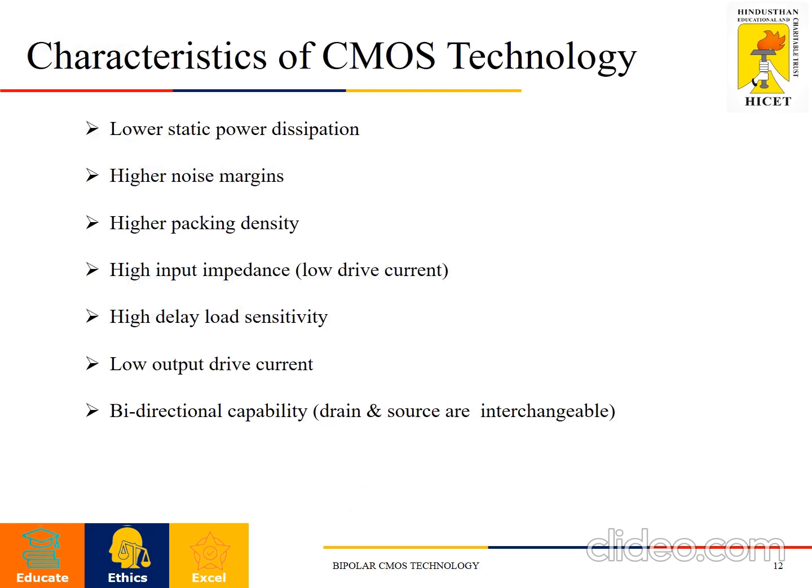Then the characteristics of CMOS technology. It has lower static power dissipation compared with the bipolar, then higher noise margins, higher packing density, higher input impedance, higher delay load sensitivity, low output drive current, and bidirectional capability. It is just the opposite for bipolar technology: there it is unidirectional, here it is bidirectional.